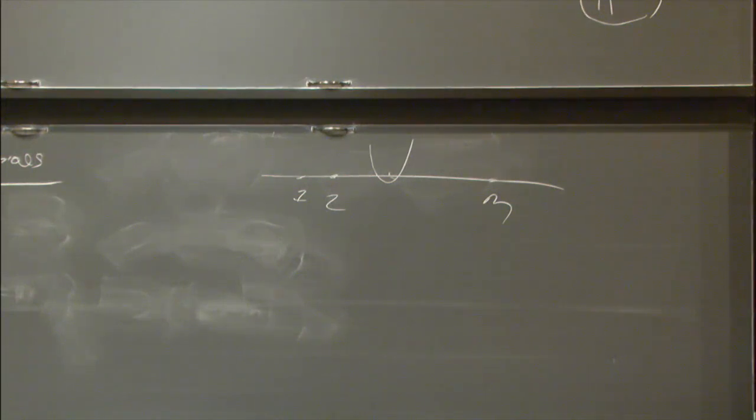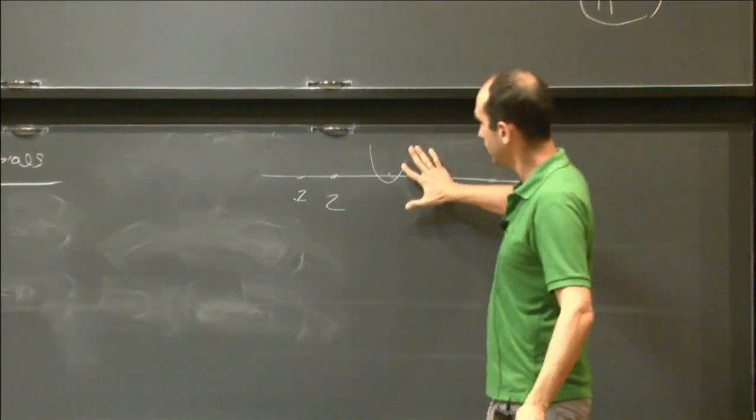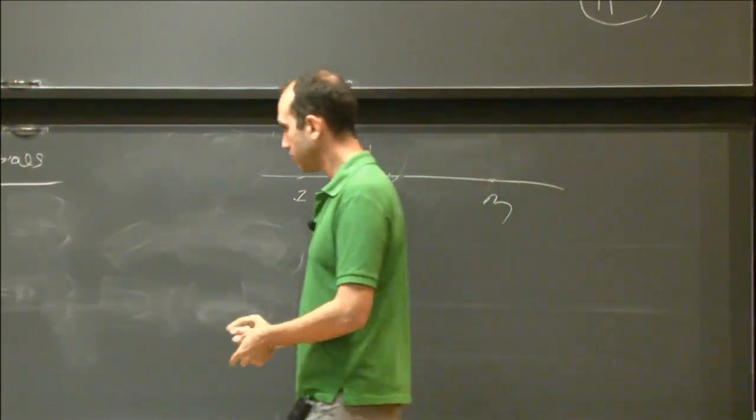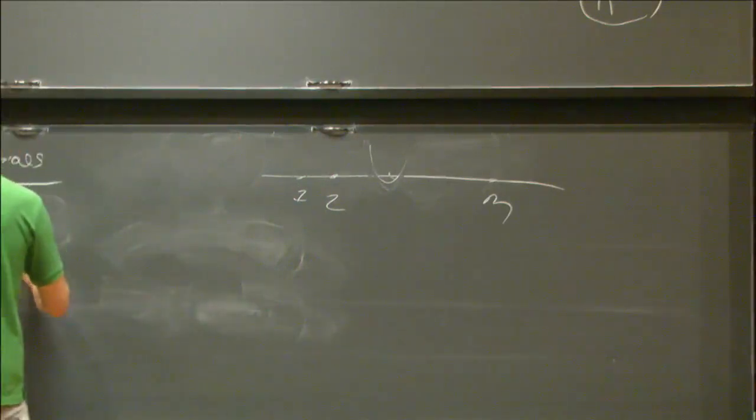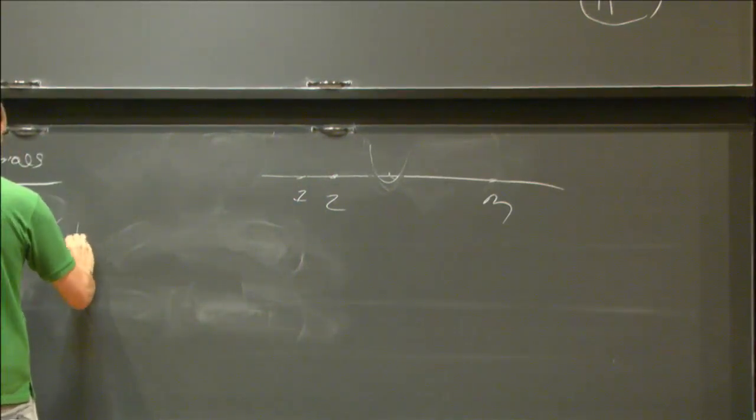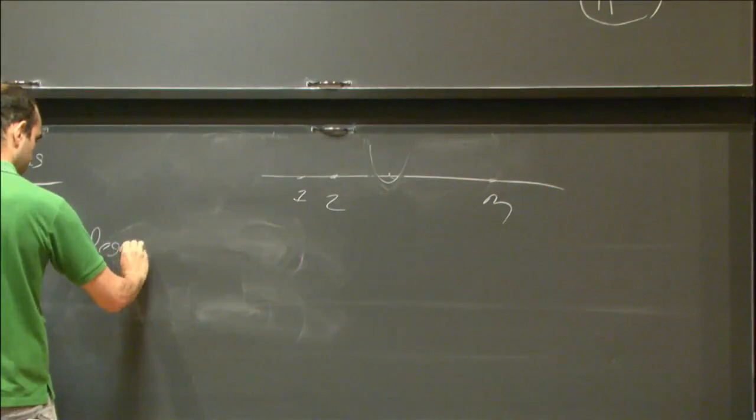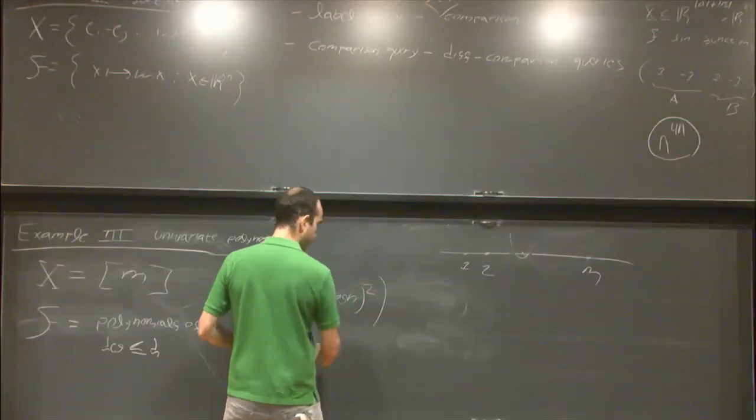Notice that here, unlike the linear case, comparison queries are not membership queries, and it turns out that with comparison queries you can do much better. You can find it using d log n squared.